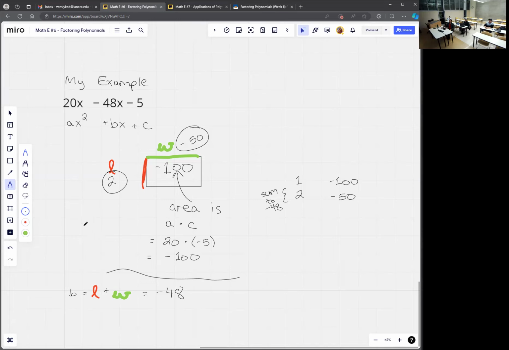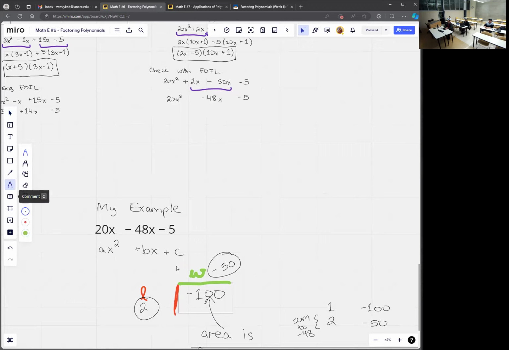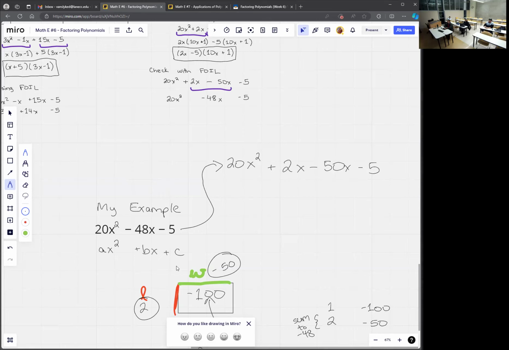So now I go back to the beginning. And I say, instead of 20x squared minus 48x minus 5, I break up that middle. That should be a squared, just didn't copy when I dragged it down. Instead of 20x squared minus 48x minus 5, I'll break apart this 48x into the positive 2 part and the negative 50 part. So I had a negative 48 and I replaced it with these two numbers that add up to negative 48. Why did I do that?